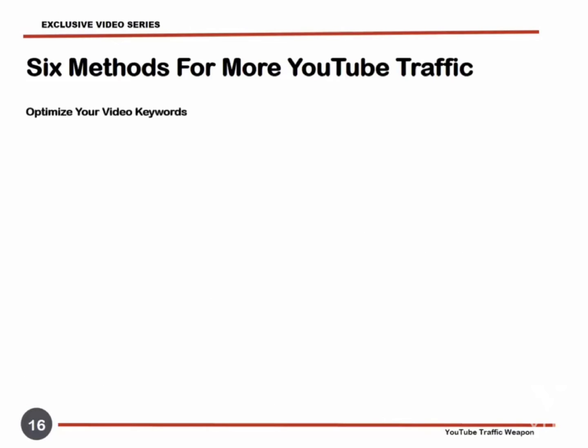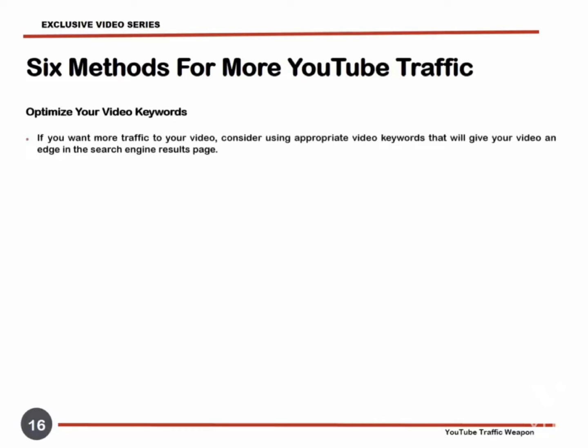Optimize your video keywords. Although it pays to have a good YouTube ranking, it is more rewarding if the classification extends to Google and search engine searches. It is obvious that many websites' traffic comes from search engines like Google, which create page rankings dependent mainly on the keywords used. Therefore, if you want more traffic to your video, consider using appropriate video keywords that will give your video an edge in the search engine result page.